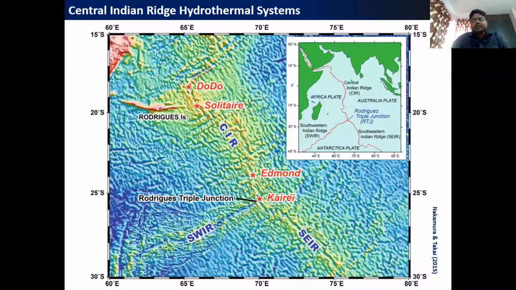So in this region, there are 4 hydrothermal vents that have so far been identified or confirmed. That is the Kairei vent, Edmond vent, Solitaire vent, and Dodo vent. And the top north part is your Central Indian Ridge. The bottom left is your Southwest Indian Ridge, where earlier the lower oceanic crust, Leg 176, was identified. And the east one is the Southeast Indian Ridge, which forms a triple junction that is called the Rodriguez Triple Junction.